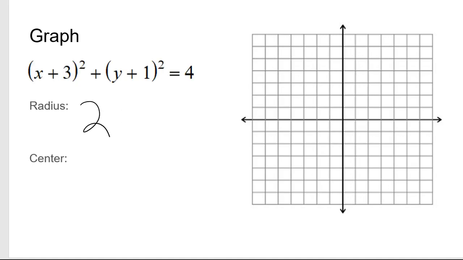Alright, my radius is 2. I know that because it's the square root of 4. My center is going to be -3, -1, so let's find that. 1, 2, 3, -1. Count up 2, right 2, down 2, and left 2. And there is my circle. Pretty simple.